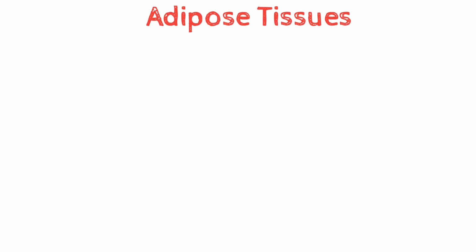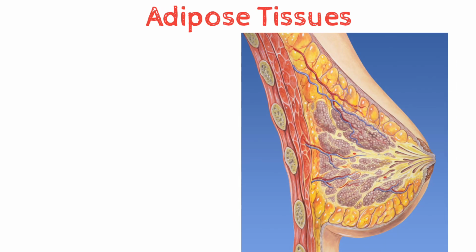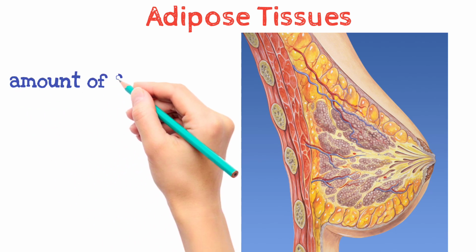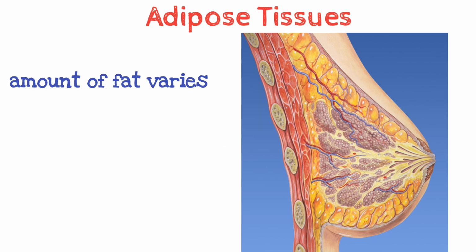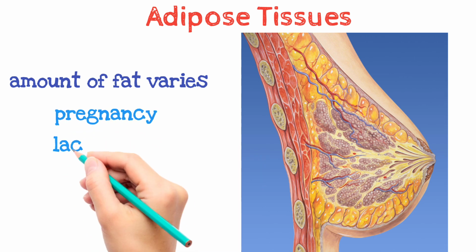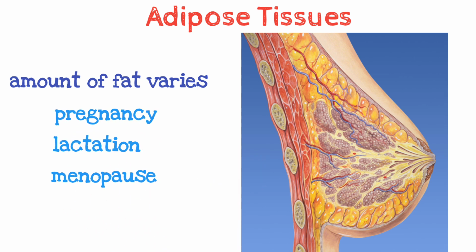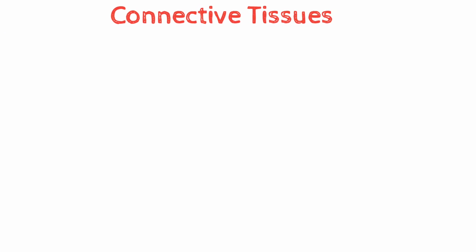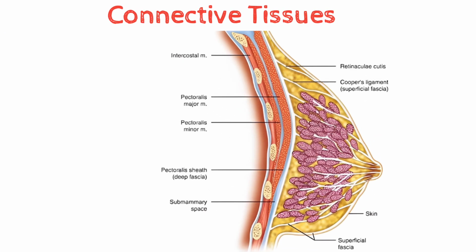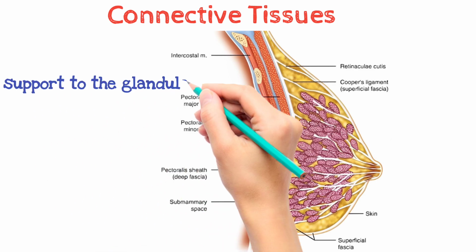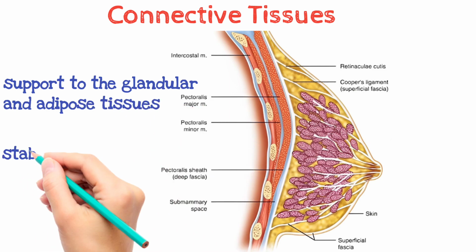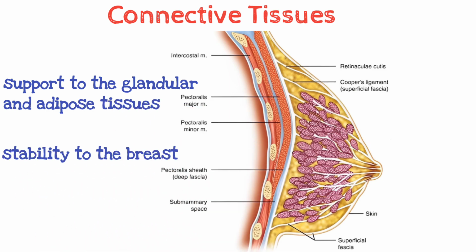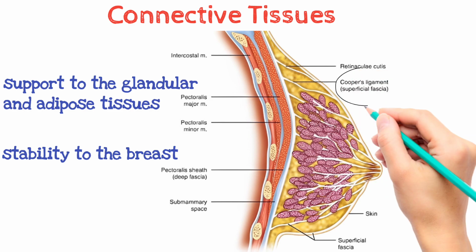Adipose tissue. The fatty tissue surrounds the glandular tissue, and helps to provide shape and support to the breast. The amount of fat in the breast can vary greatly from person to person, and can also change throughout a person's life, such as during pregnancy, lactation, and menopause. Connective tissue. The connective tissue holds the glandular and fatty tissue in place, and provides additional support to the breast. This tissue includes ligaments, which attach the breast to the pectoral fascia and provide stability, known as suspensory ligaments of Cooper.